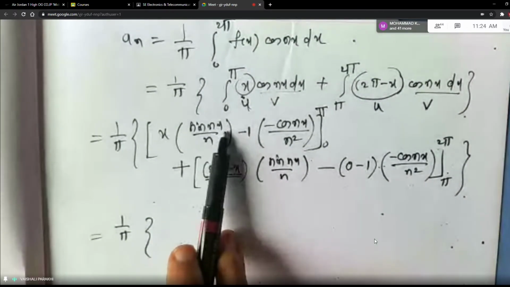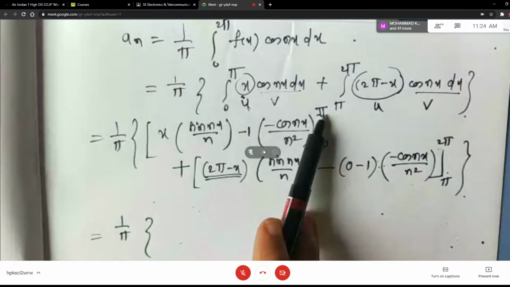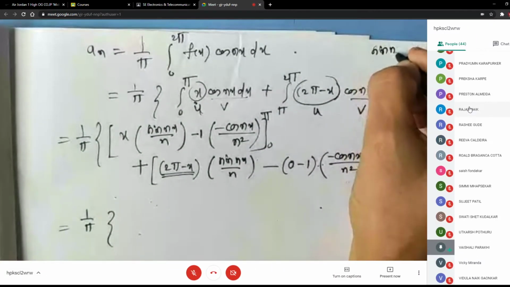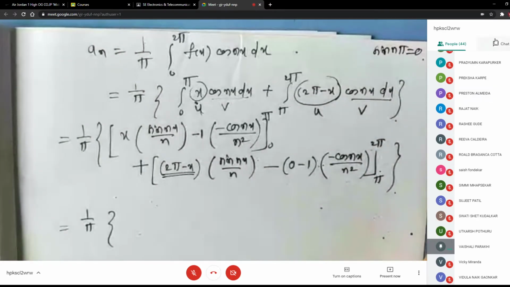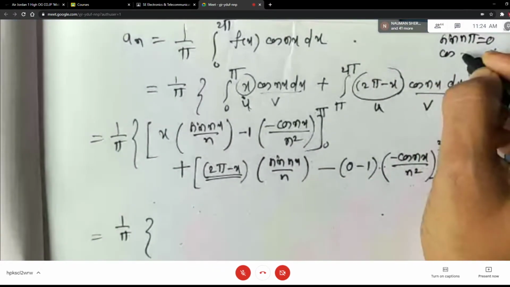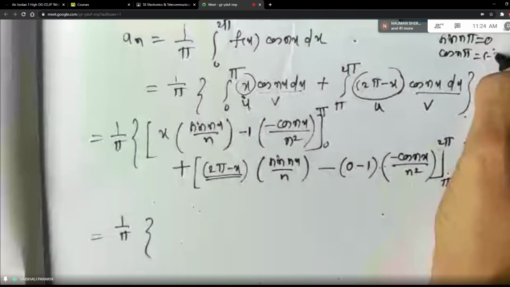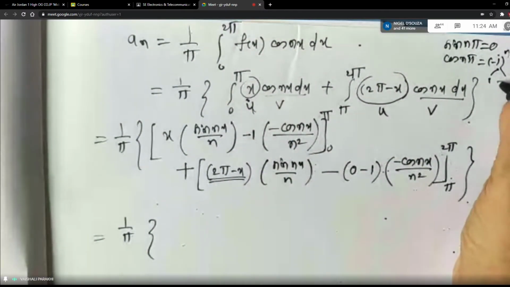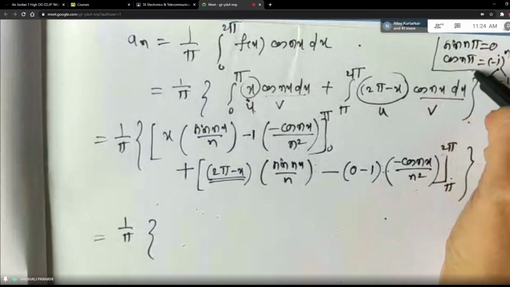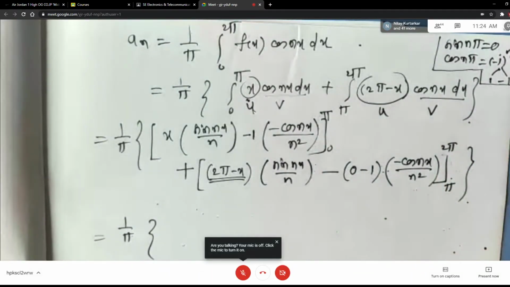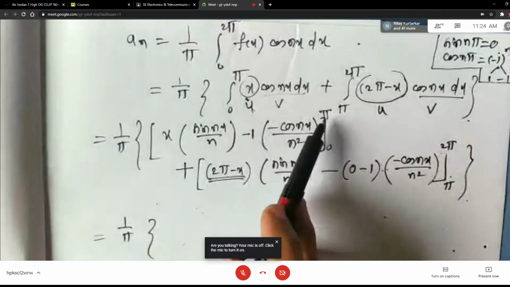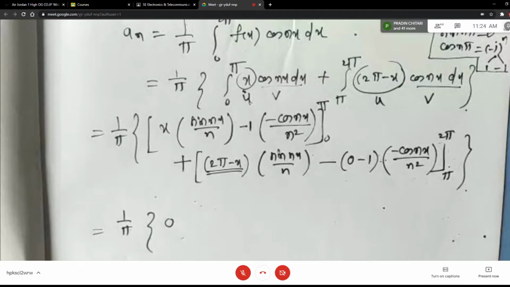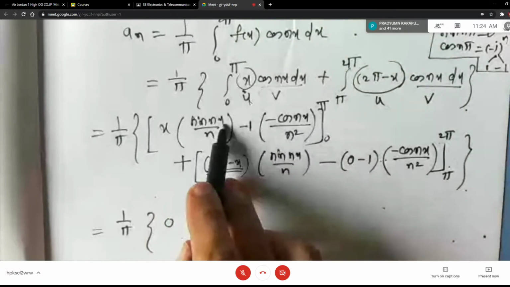Sine of nx means sine of n pi, isn't it? Sine of n pi is what, students? Again, I'm writing here. Sine of n pi is always 0, whether n is even or odd. And cos of n pi is always minus 1 raised to n. This is plus 1 when n is even, and minus 1 when n is odd. So many times I'm repeating these formulas. So here sine of pi will become 0, so my first term is going to be 0. All of you understood why it is 0? Because sine of n pi is 0.